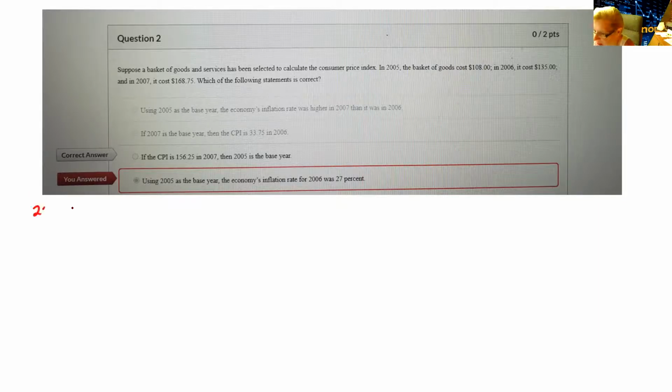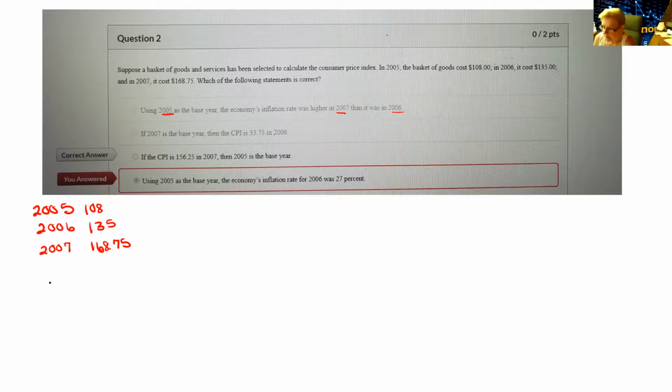So for 2005, I'm just going to use 108 as a proxy for CPI. In 2006, our basket costs $135, and in 2007, our basket costs $168.75. Okay, so using 2005 as the base year, the economy's inflation rate was higher in 2007 than it was in 2006. So now we actually have to go through and compute the entire CPI, using 2005 as the base.